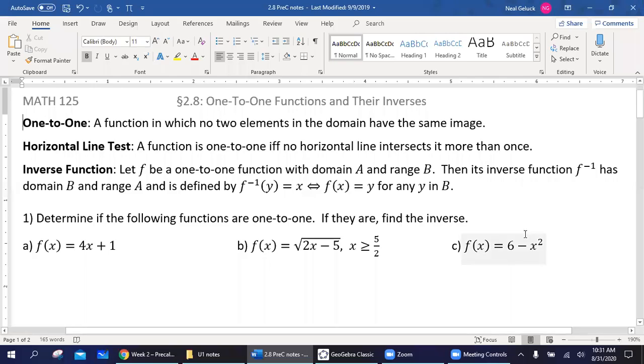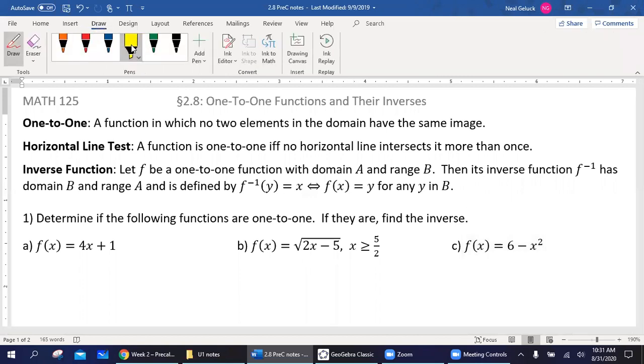For section 2.8, we're going to look at one-to-one functions, and then off of that idea, build the idea of an inverse. A one-to-one function, first of all, is a function, so we know by definition that means it passes the vertical line test. But a one-to-one function also means that no two elements in the domain have the same image or the same element in the range.